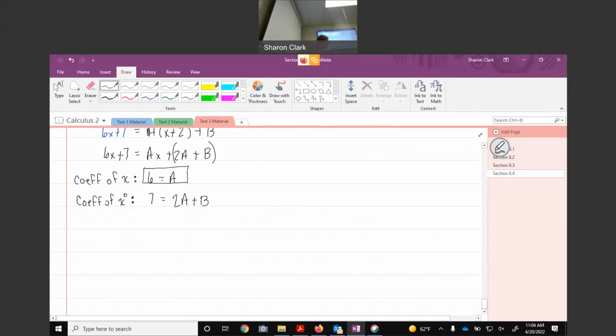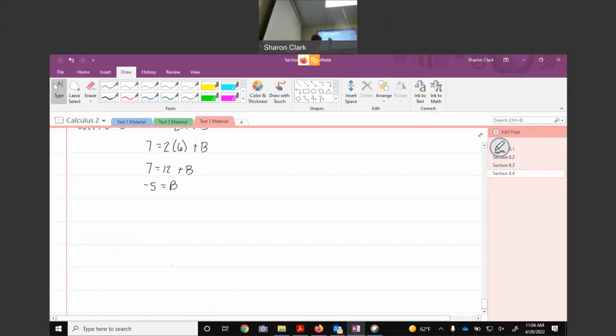So we just use substitution. 7 equals 2 times 6 plus B. 7 equals 12 plus B. Negative 5 equals B. Okay, so what we have is the integral of 6x plus 7 over x plus 2 squared dx equals the integral of 6 over x plus 2 plus negative 5 over x plus 2 squared dx. So all that work was just to set it up so that we could integrate it.